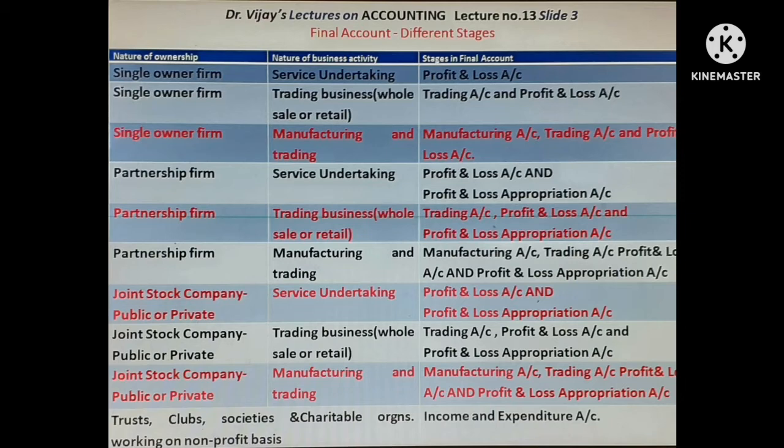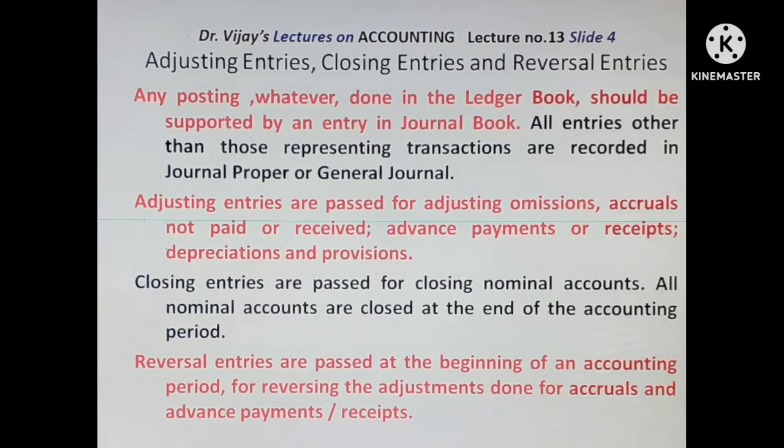Next, a joint stock company doing manufacturing and trading, producing something and selling. Then it should have manufacturing account, trading account, profit loss account, and profit loss appropriation account. An institution, a trust, club, society, charitable organization, or non-profit organization, has to prepare income and expenditure account. Income and expenditure account is its final account.